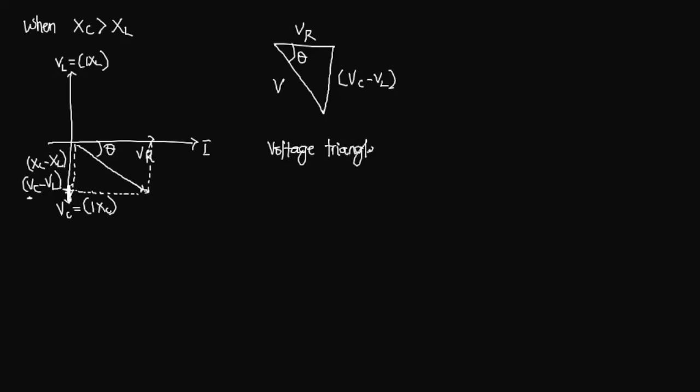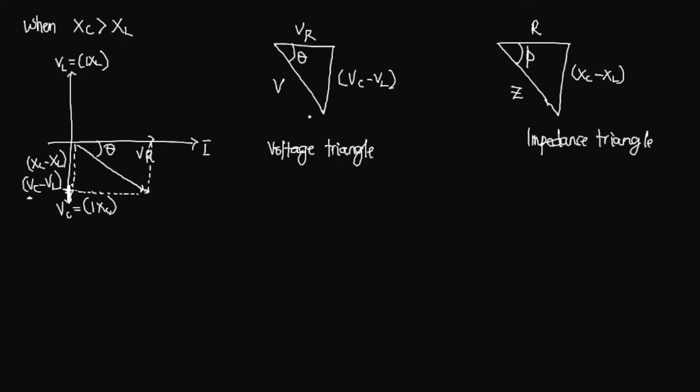The same way, if we draw the impedance triangle, it's going to be the same thing. We have our phasor angle over here. Here is going to be XC minus XL. Then here is going to be just the resistance, and here is going to be our impedance. So this is going to be our impedance triangle.